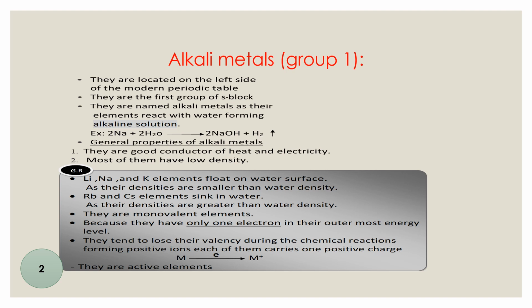So now, what are the properties of alkali metals? First, all of them are good conductors of heat and electricity. Second, most of them have low density. We have in this group the elements arranged: lithium, then sodium, then potassium, then rubidium, then cesium. Lithium, sodium, and potassium have low density. So, if we ask you, give reason, lithium, sodium, and potassium elements float on water surface.